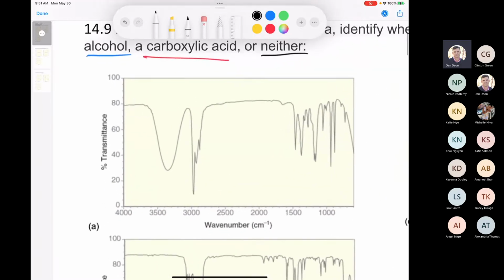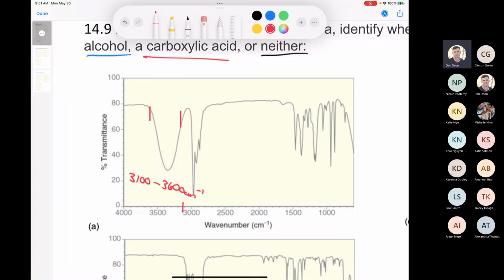If we zoom in on A, what do you think? Is that an alcohol, a carboxylic acid, or neither? Could anybody answer this one? Might need the ruler here. You can see that we've got a really broad stretch here. Starts right around here, and it ends off somewhere around here. So that means its range is somewhere around 3,100 to about 3,600 reciprocal centimeters.